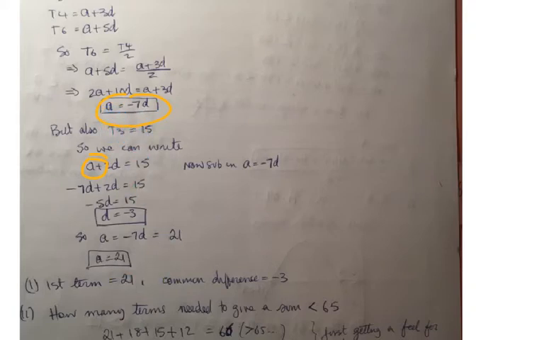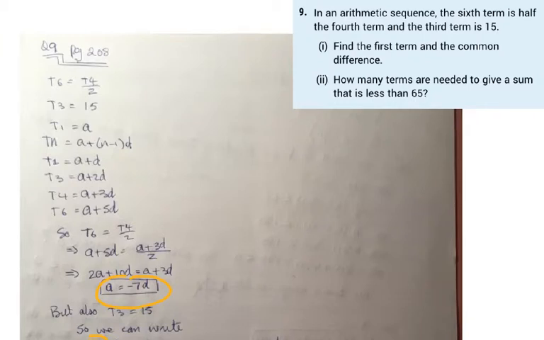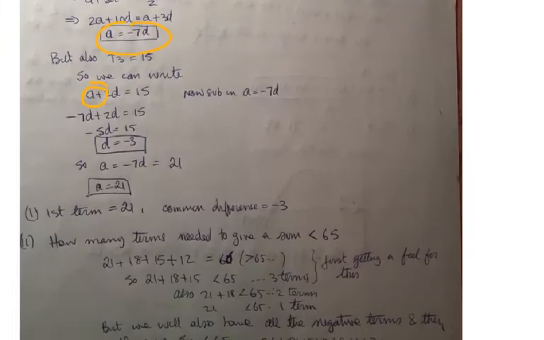So to answer the first part of our question, which is find the first term and the common difference, the first term is 21 and the common difference is minus 3. So please, when you've answered these types of questions, don't just leave the answers randomly spread throughout your work. Take a moment, highlight the section that they're looking for and write down exactly what they're asking for. It makes sense to do that.